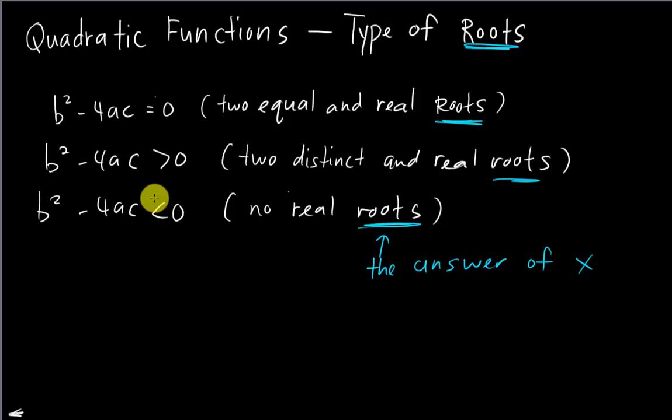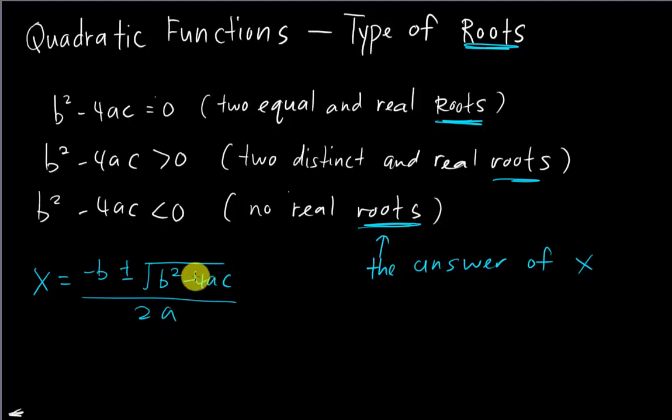But then, how do all these types of root come from? If you learn about the quadratic, I believe you have seen this formula before. x equals to negative b plus minus square root of b squared minus 4ac, divided by 2a. If you have seen this equation before, you will find out you have b squared minus 4ac inside here, and this one they call the determinant.